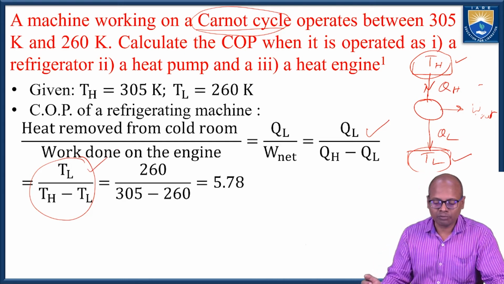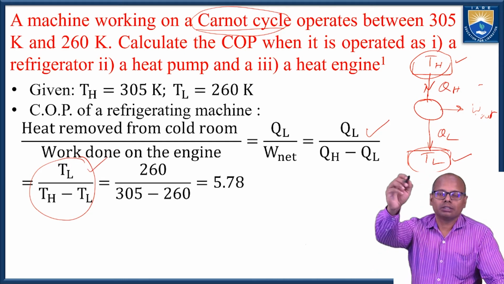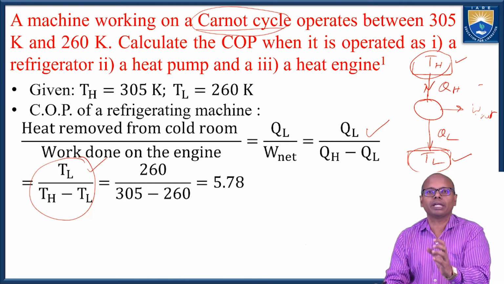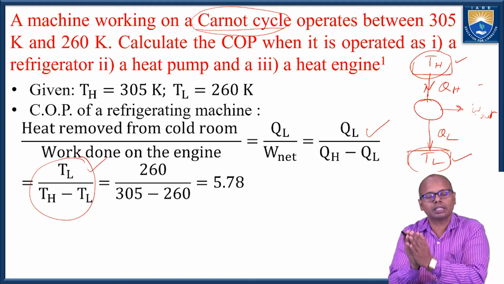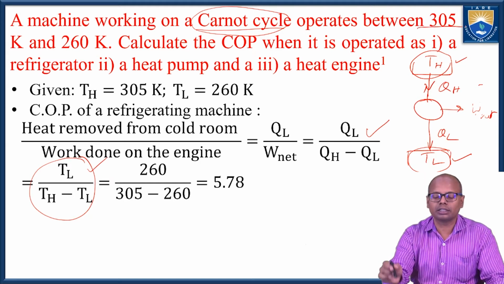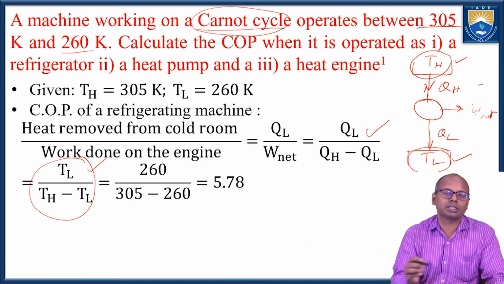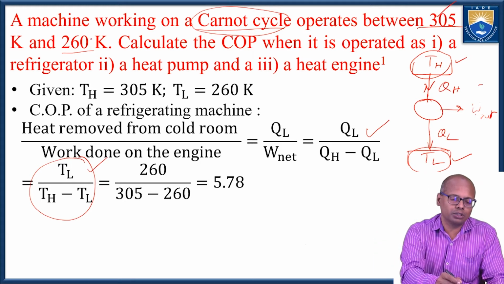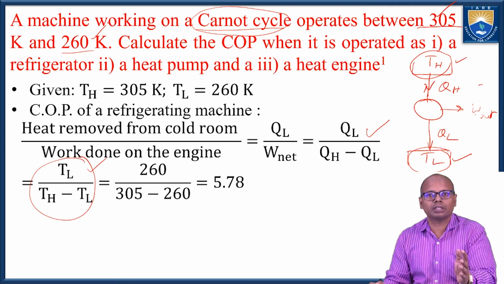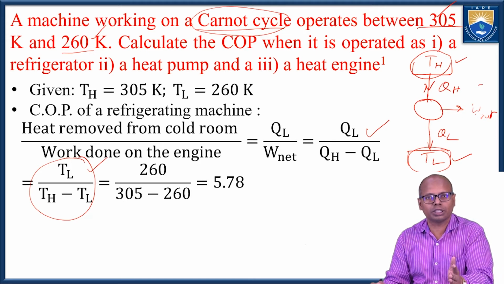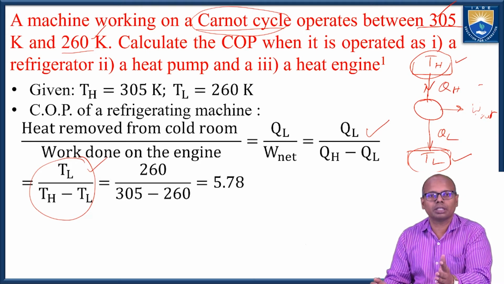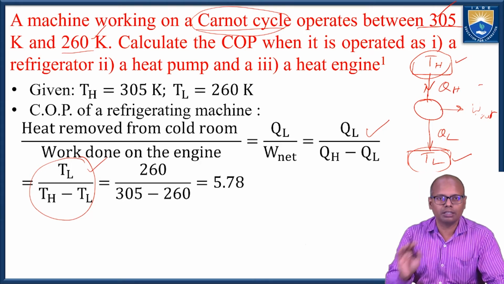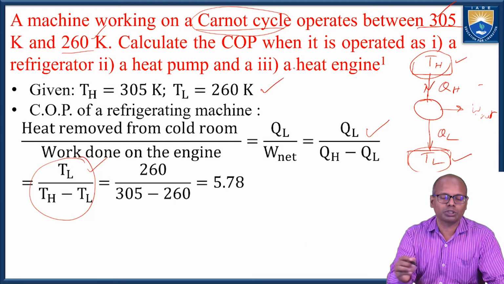Now, what is given in the question? The machine is being operated between two temperatures: 305 and 260. This is the higher temperature and this is the lower temperature. So higher temperature reservoir TH is equal to 305 Kelvin, and lower temperature reservoir TL is equal to 260 Kelvin. That is what is given in the question.